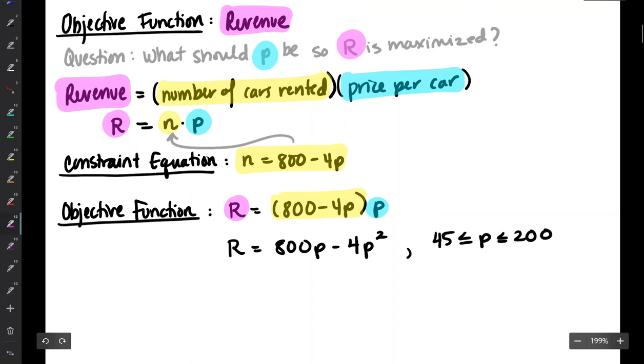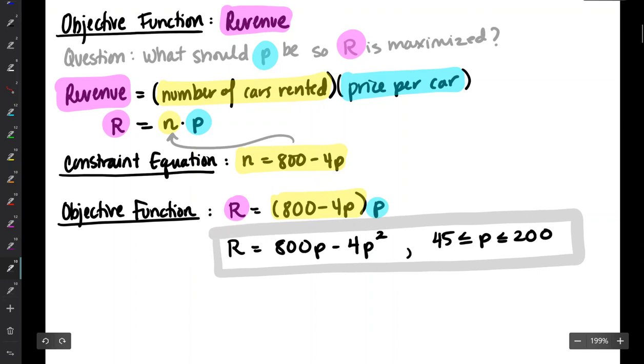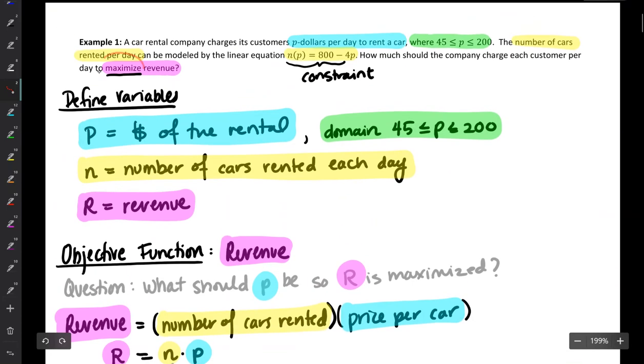So what do we have? We have a function that is continuous. R is a polynomial. It has no domain restrictions. It is continuous everywhere, and it's continuous on a closed interval. So by the extreme value theorem, my revenue, R, absolutely achieves an absolute max and an absolute min. I am interested in the absolute max, and I'm going to use the closed interval method to find it.